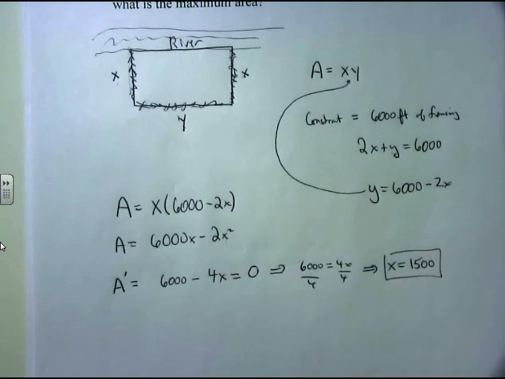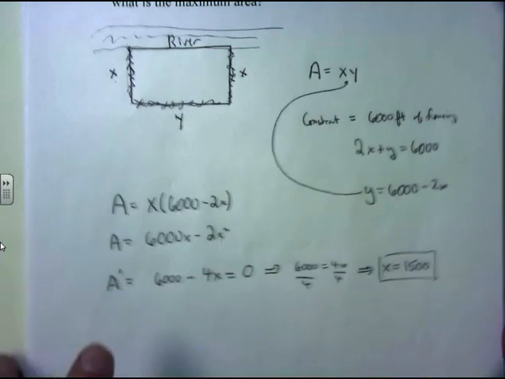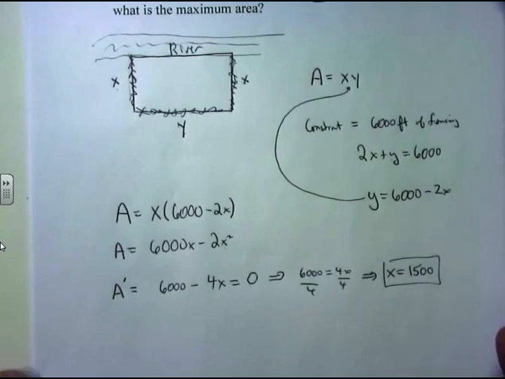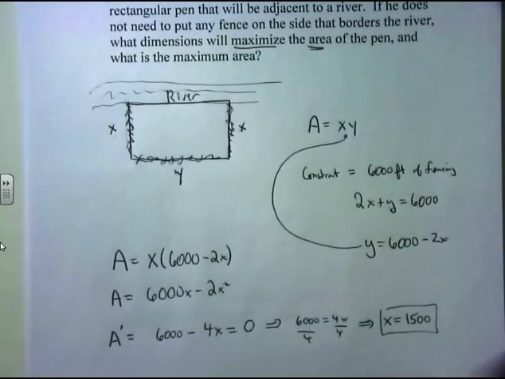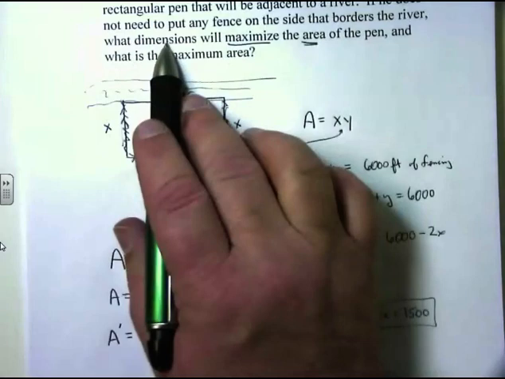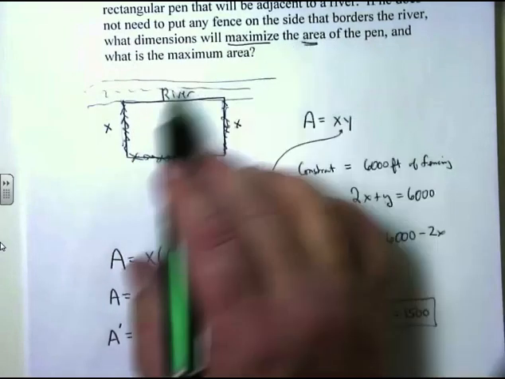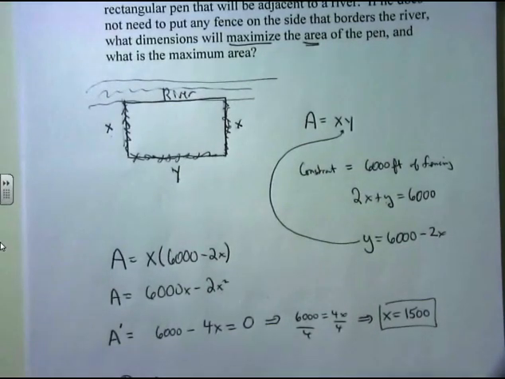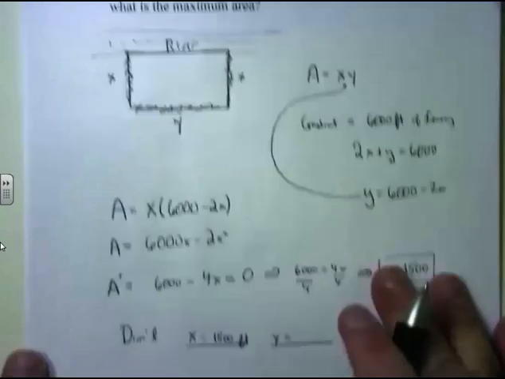Now, don't forget to do this. Last step, step number 6. Go back and answer the question. Well, this one had 2 questions. What were the dimensions that maximized the area of the pen? Well, the dimensions of the pen are X by Y. I know what X is. That should be 1,500 feet of fencing.